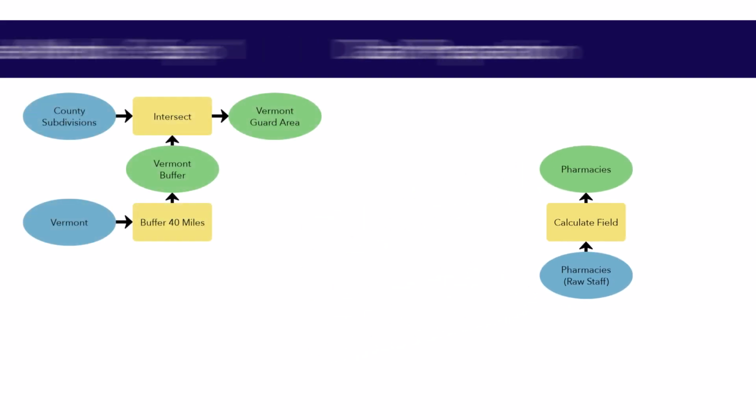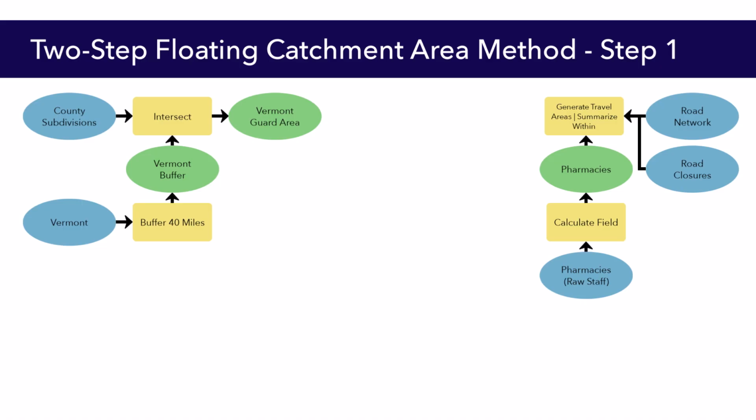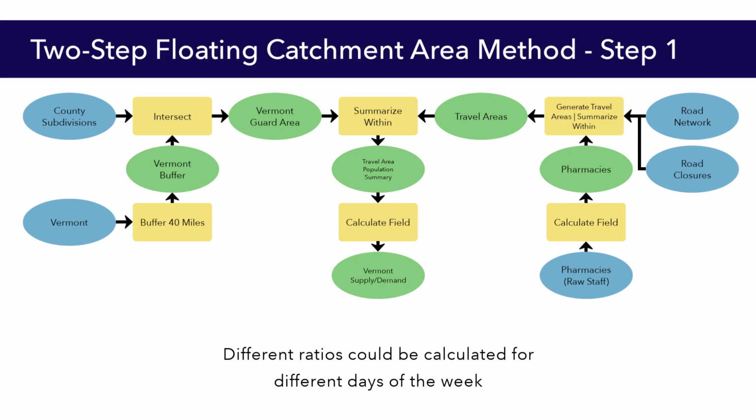With the pharmacy data and buffer set up, we can calculate the population serviced by each pharmacy using GIS. With our GIS, we create travel areas, 30-minute drive time polygons around each pharmacy, and summarize the population within these areas. This gives us a clear view of how many people can access each pharmacy. Once we have this information, we calculate the staff to population ratio. If we desired, we could calculate this ratio for different days of the week using the weekend, Saturday, and Sunday staffing fields. Not all pharmacies are open on all days, so this could help us quantify how many people have access to different pharmacies on different days of the week.